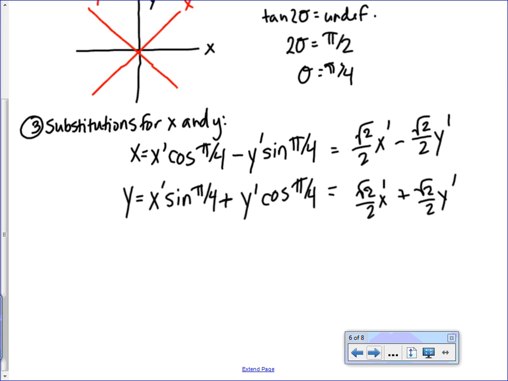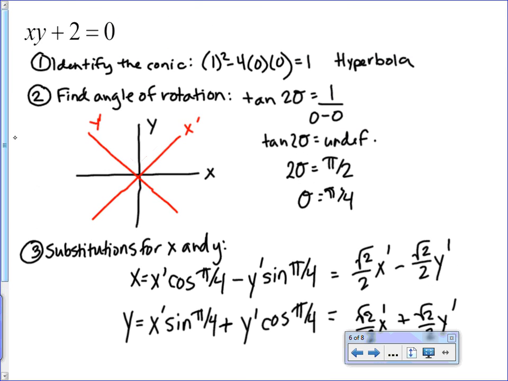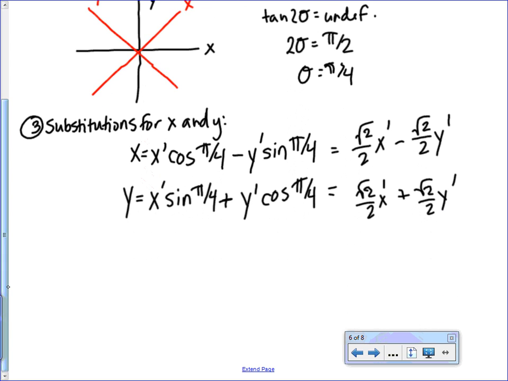Any questions or clarifications that I can talk about before we start plugging into the formula or into the equation? Okay, so if you go back up to the original problem, and you guys have it on your paper, we're going to take xy plus 2 equals 0, and we're going to substitute in for x, square root 2 over 2 x prime minus square root 2 over 2 y prime. And we're going to multiply that by our new substitution for y, and then write out the rest of the equation. Plus 2 equals 0. Okay, so I'm going to make my substitutions down here.